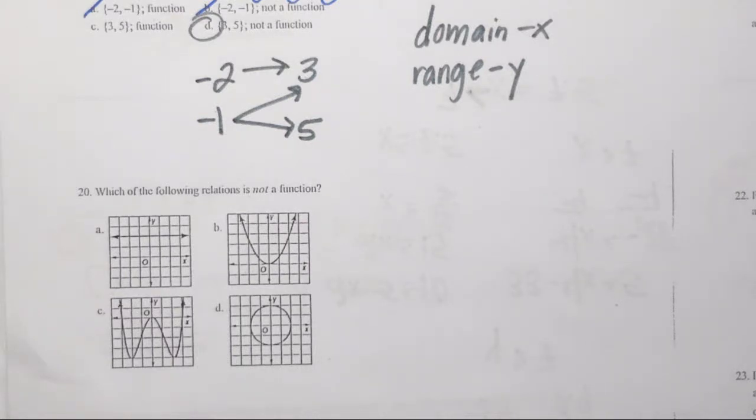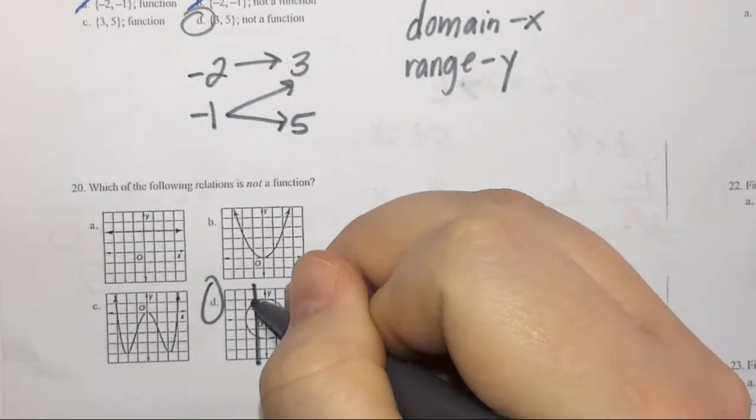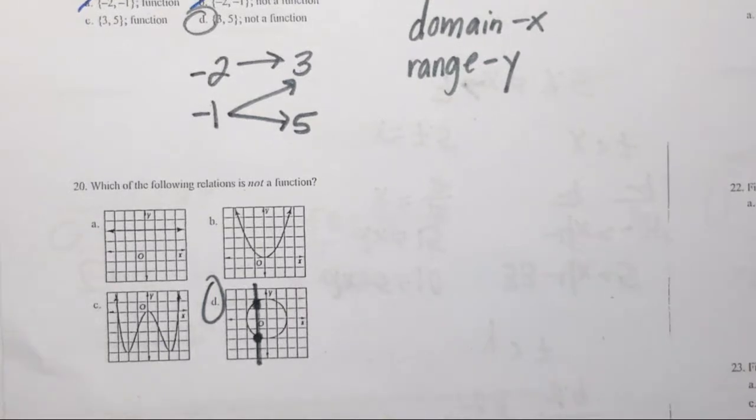What is 20? Why? Because it's a circle. 2 and 5 get a point. It fails the vertical line test, yes, at 2 different spots. A circle is always a go-to for not a function. I don't know why that's like your favorite graph to pick in life.